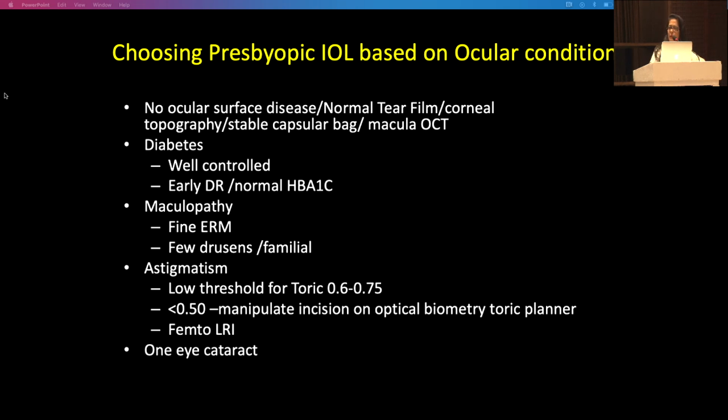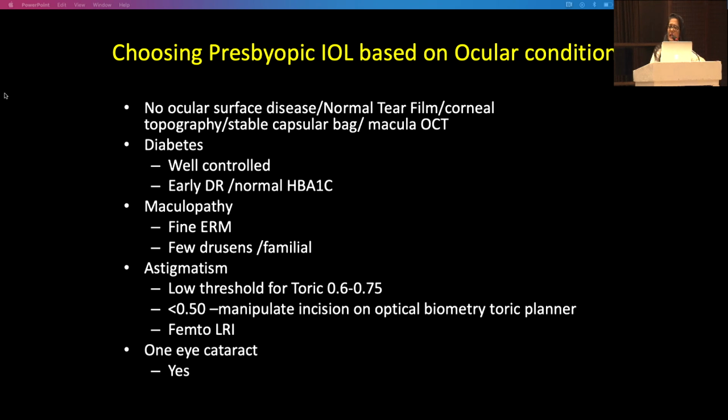Only once you're comfortable with presbyopic IOLs, go on to toric presbyopic IOLs. So choose your patients, and you can manipulate your biometries on a toric planner and take the incision on the steep axis for small astigmatism, or keep them for later LRIs.